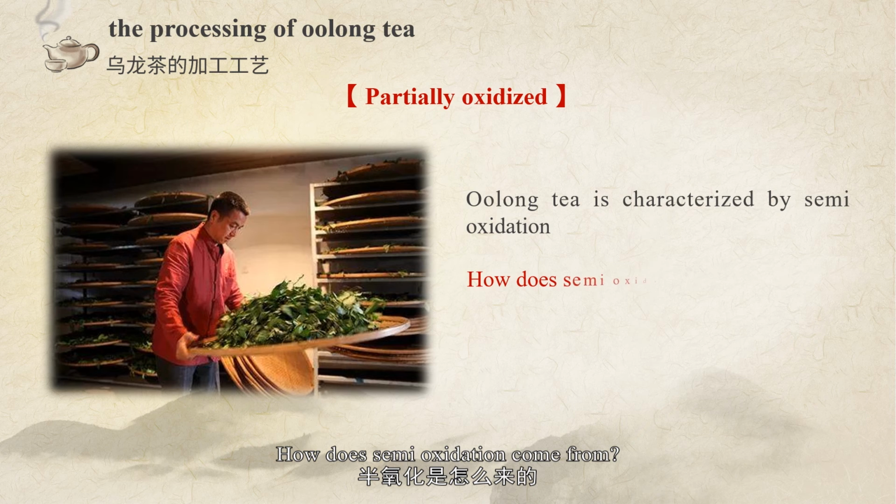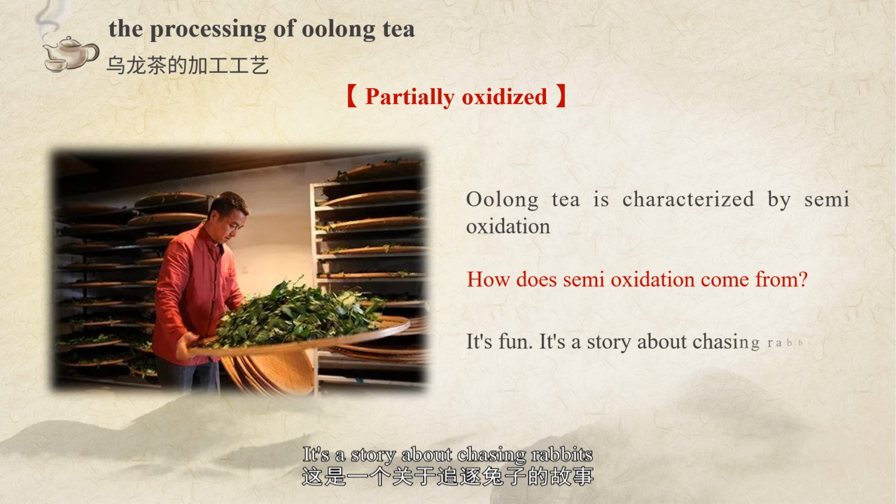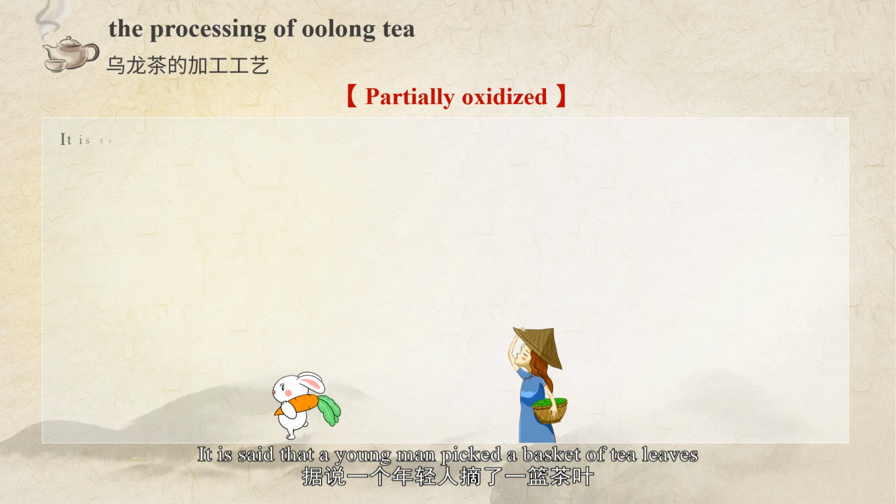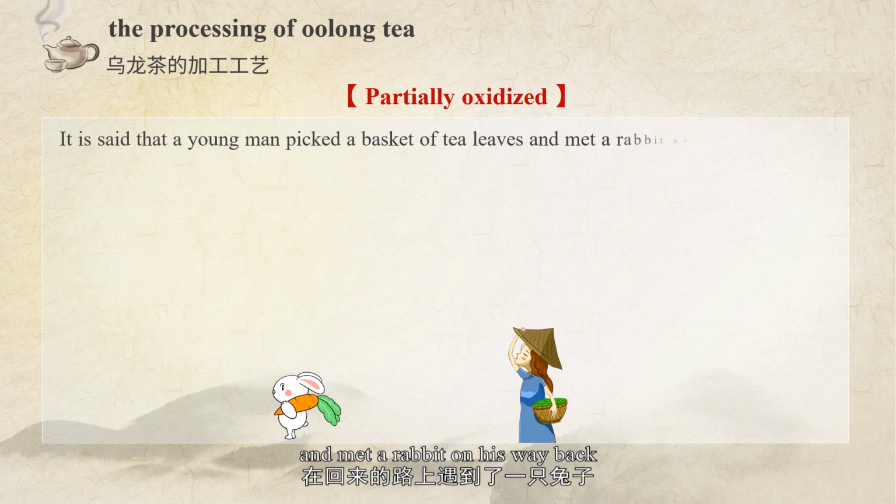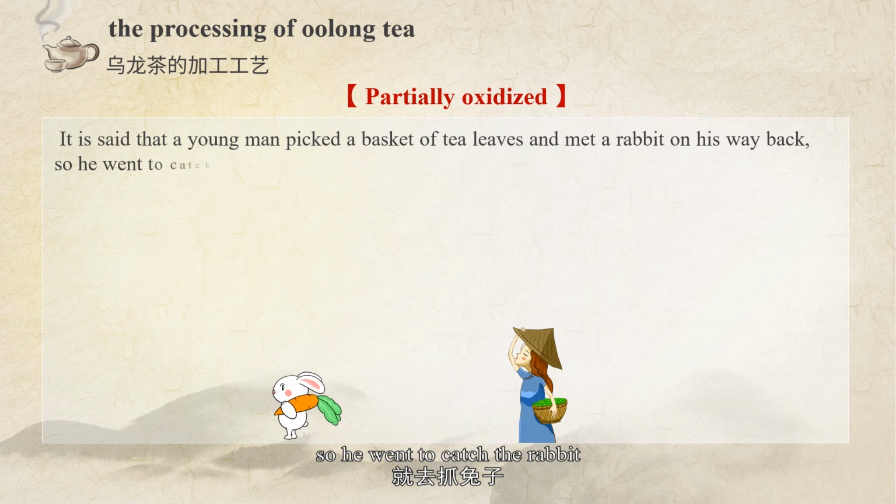How does semi-oxidation come about? It's fun. It's a story about chasing a rabbit. It is said that a young man picked a basket of tea leaves and met a rabbit on his way back. So he went to catch the rabbit.